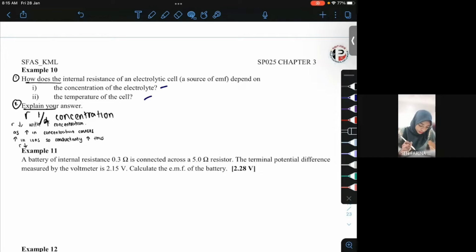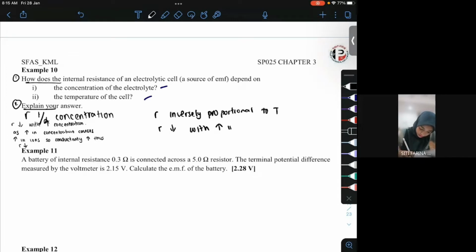And then dia minta the temperature of the cell. Okay, macam mana pula dia relate dekat sini. So kita akan cakap inversely proportional jugalah. The resistance is inversely proportional to temperature, 1 markah. Okay, and then kita cakap apa yang akan jadi adalah internal resistance akan decrease with increase in temperature.